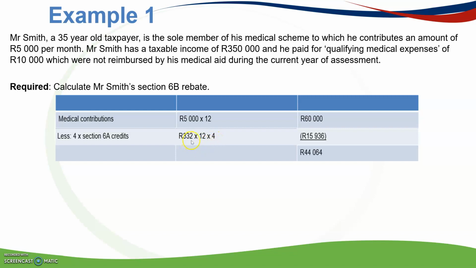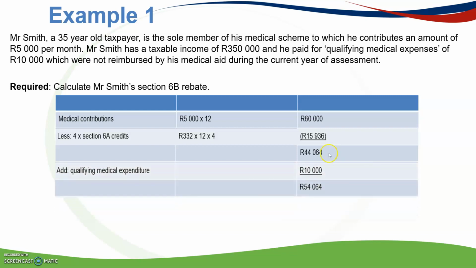Right, so the 332 multiplied by 12 multiplied by 4 will give you an amount of 15,936. So the excess of that is 44,064. Right, and then to that excess of 44,064, we need to add an amount of 10,000. Where does this 10,000 come from? That is your qualifying medical expenditure that was not recovered from the medical aid by the taxpayer. The sum of these two amounts will give you an amount of 54,064.